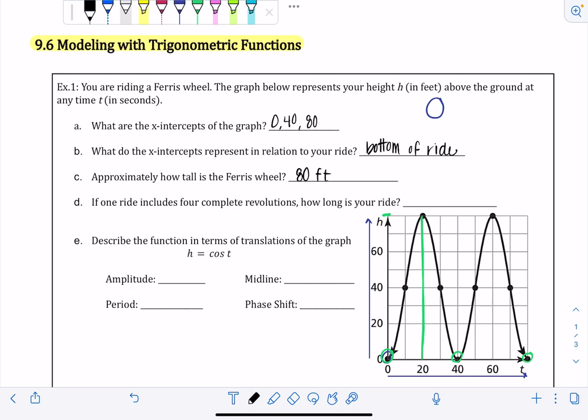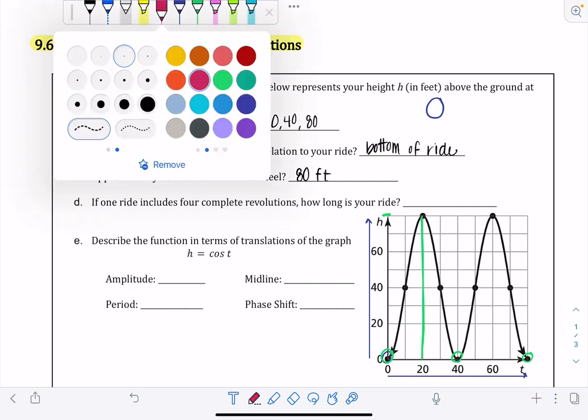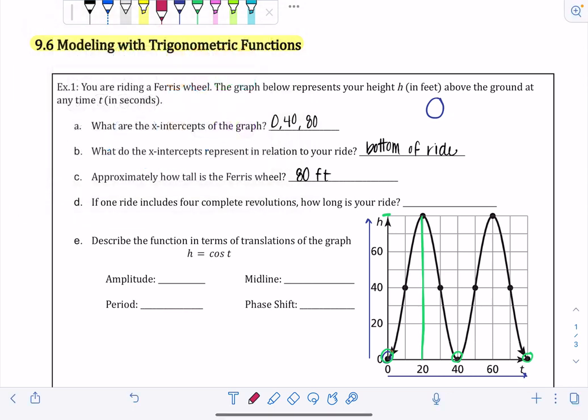And then D says if one ride includes 4 complete revolutions, how long is your ride? We want to figure out how long one revolution is to start. If we're starting at 0, we go up, we come back down, and then we're back at the ground again. That's one revolution, and that took 40 seconds. So we want to take that 40 seconds for one revolution and multiply it by 4 revolutions to get our total time to go 4 times around the circle. So 40 seconds times 4 revolutions is 160 seconds.